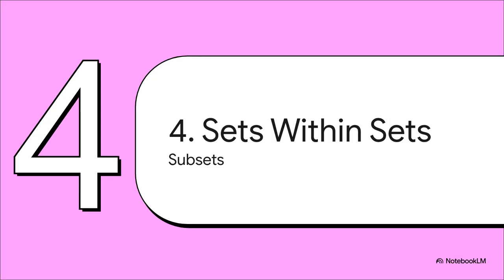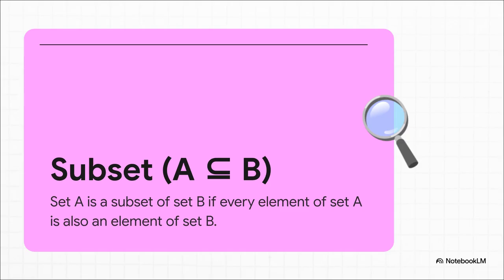You know, that last example is actually the perfect segue into our next topic, the whole idea of sets living inside other sets. We call this a subset. We say that set A is a subset of set B if every single element in A can also be found somewhere in set B. The symbol for it is kind of like a C with a line under it, which helps you remember that A is contained in B.